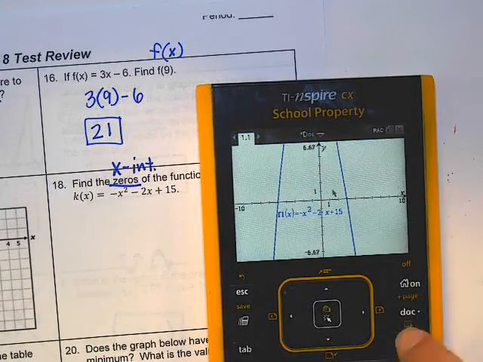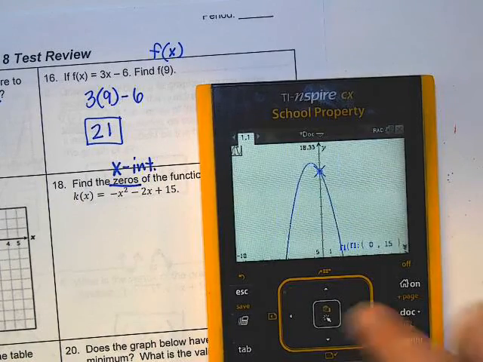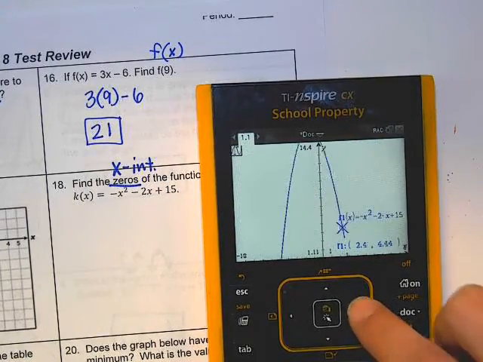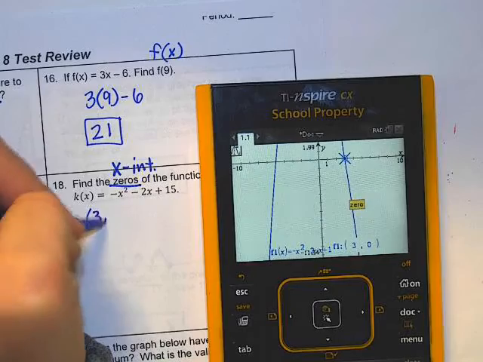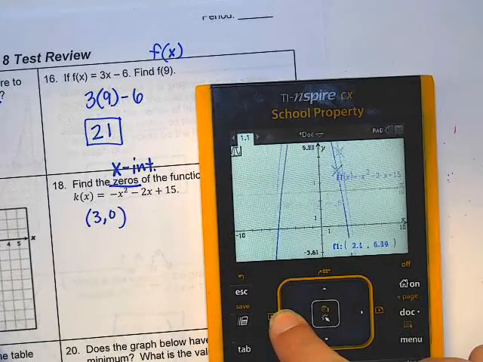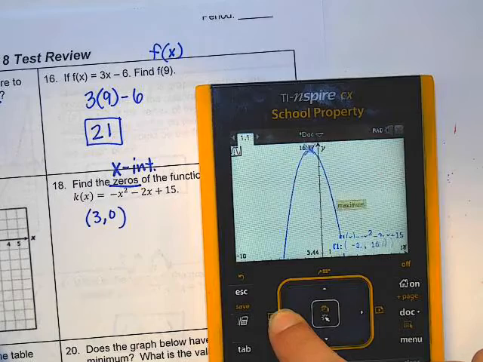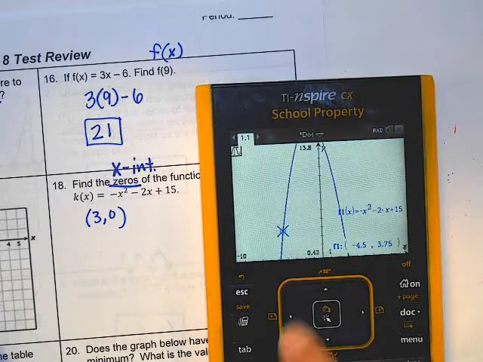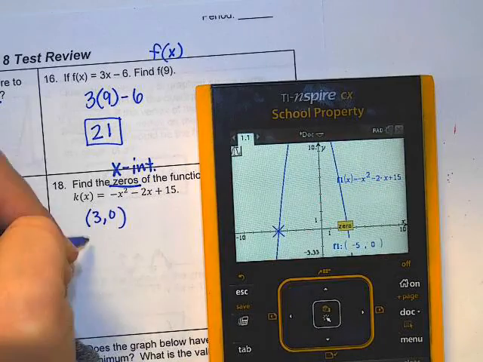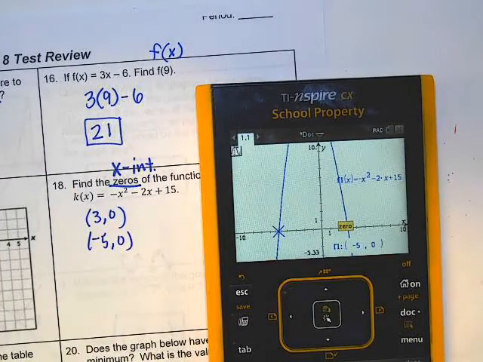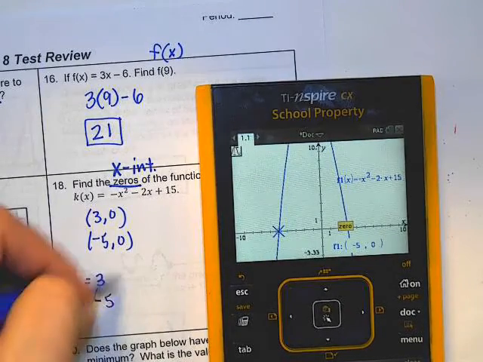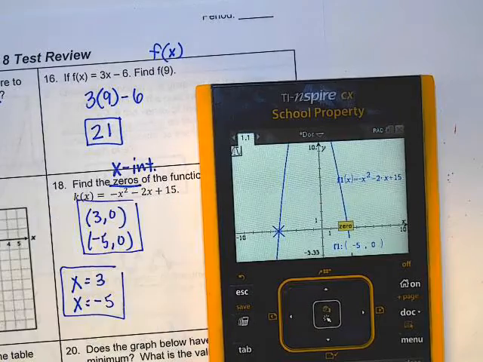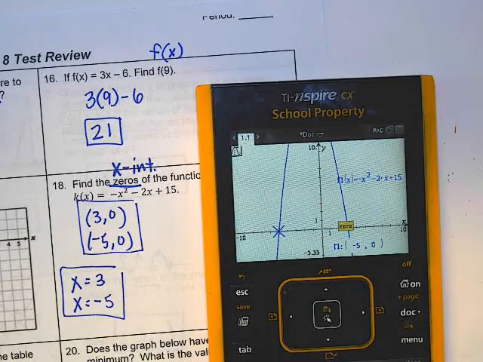So I'm going to turn my trace on. Menu 5, 1. My first 0 or x-intercept is 3, 0. And the next 0 or x-intercept is negative 5, 0. How else did I say you could see this? X equals 3, x equals negative 5. Okay, there's two ways you could see these answer choices. As ordered pairs or as x equals. Okay.